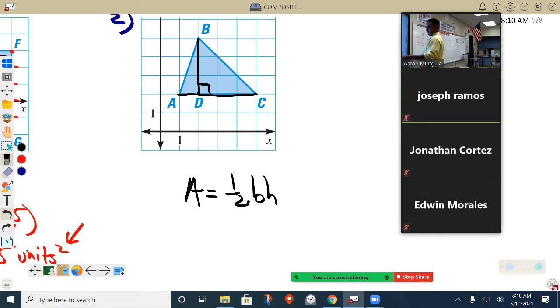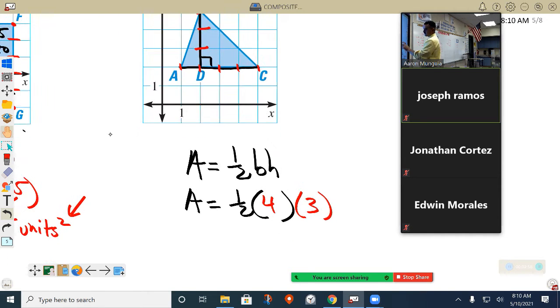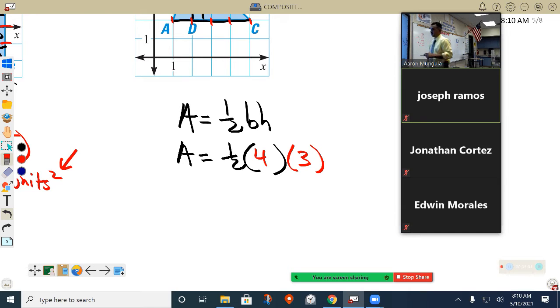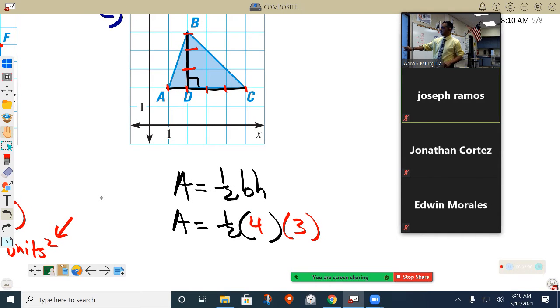So, area then, watch this now, is 1/2 the base. Let me count the base now. From A to C, 1, 2, 3, 4 units, right? That's the base. The height is going to be 1, 2, 3 units from B to D. Rocking and rolling. Question so far? The base is from A to C, the height is from B to D.